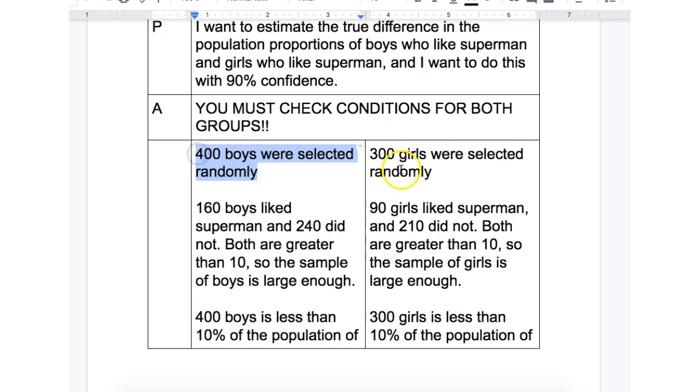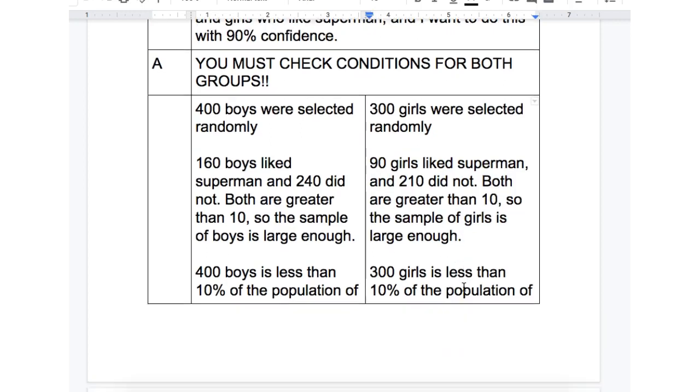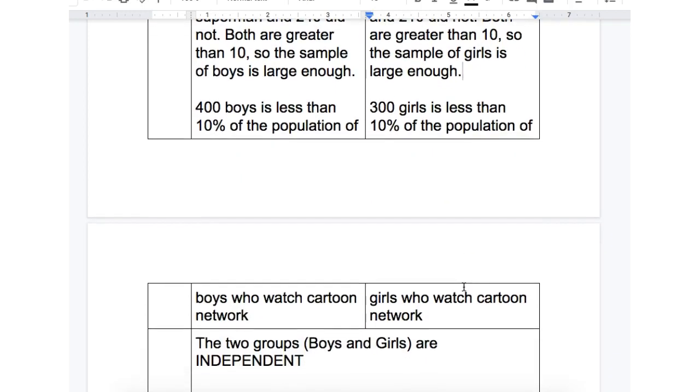So the 400 boys were randomly selected and the 300 girls were randomly selected. Out of the 400 boys, 160 boys said they liked Superman, 240 did not. That's the 40% and 60%. Both are greater than 10, so that sample of boys is large enough. On the girls' side, 30% said they liked Superman, so that's 90. 90 girls liked Superman, 210 did not. Both of those are greater than 10, so the sample of girls is large enough. And certainly, 400 boys is less than 10% of the population of boys who watch Cartoon Network, and 300 girls is probably less than 10% of the population of girls who watch the Cartoon Network.